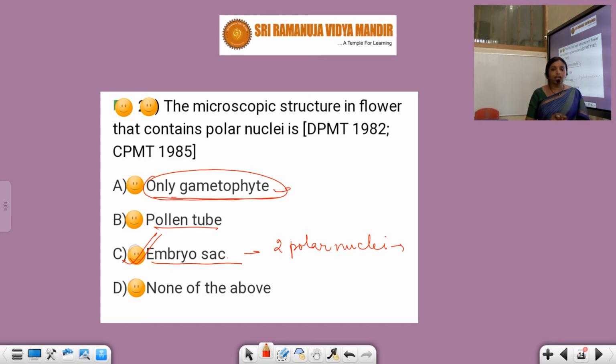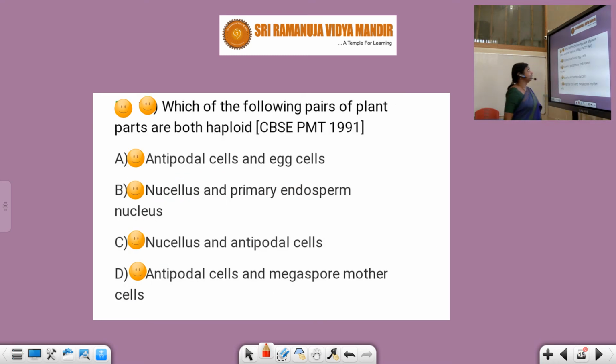So in the egg apparatus, egg is the largest one. But if the question is asked about the whole embryo sac, then the central cell is the largest, because it is formed by the fusion of two polar nuclei. I hope you understood here. None of these is not the answer. Now let's see the next question.